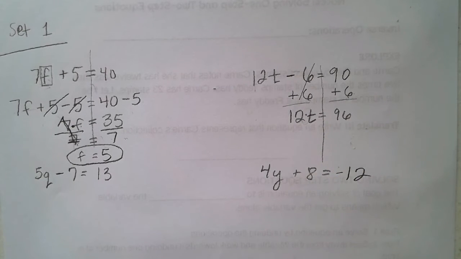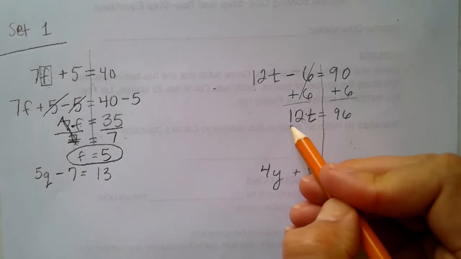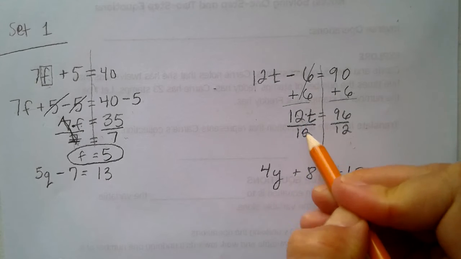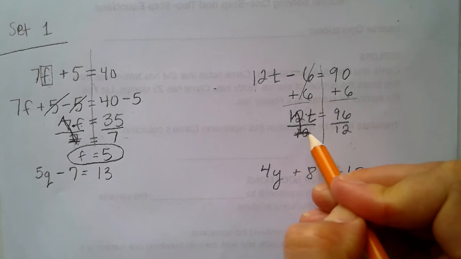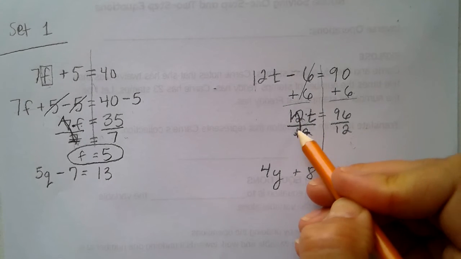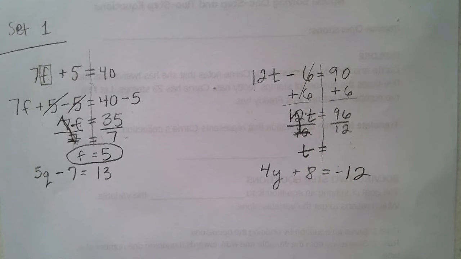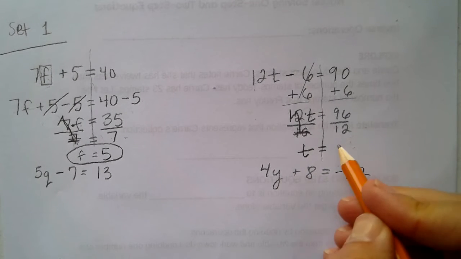I'm going to end up needing to divide both sides by 12. I like to use the fraction bar so I can clearly see 12 divided by 12 is 1. Now my coefficient is 1. 1 times t is just t. And then 96 divided by 12 is 8.